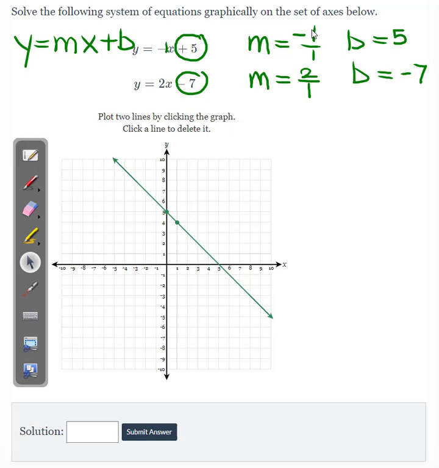Just remember that the number on top is your rise. That has to do with up and down, and we went down because it's negative. And then the number underneath is your run, and you can go left and right. But because it was a positive, we went to the right. My next b value is -7, so from the origin I'll go down to -7, and then I will use my m of 2/1 to go up 2, right 1. So I go up 2 and then right 1.